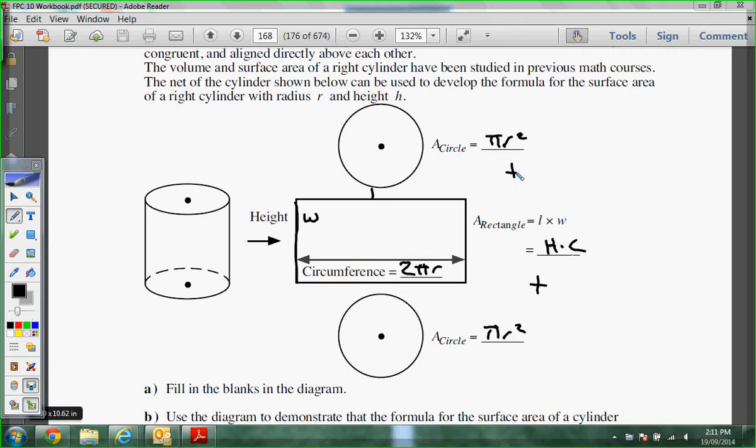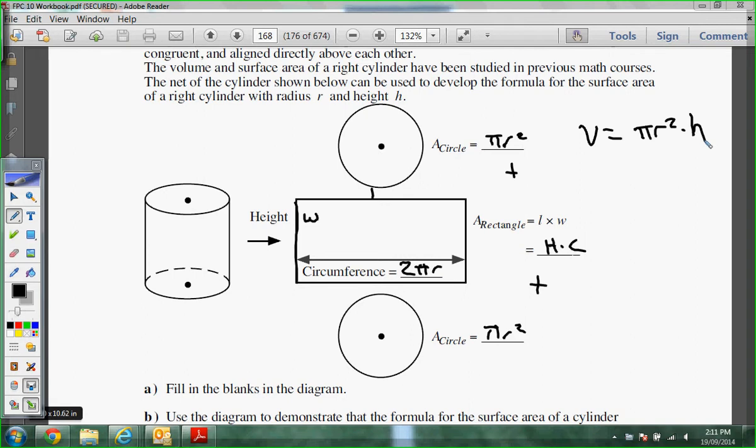So what about for the volume? What would you do for the volume? Well, just what we just did for the prisms, the base times the height. You'll take the area of the circle, and so just for volume would be pi r squared times your height. That'll get you the whole volume of the whole cylinder.